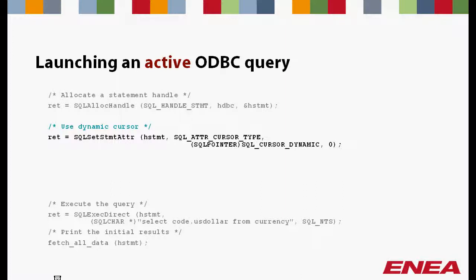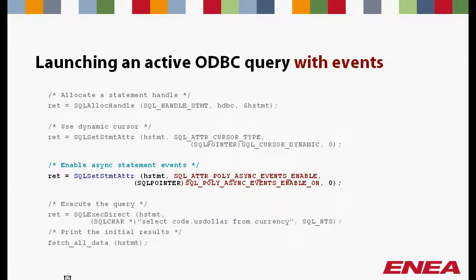The final thing that needs to be done before launching the query is to enable events. And this will allow us to unpick the deltas whenever they are received. Here we're using a standard ODBC function, SQLSetStmtAttr, but we're using a Polyhedra specific attribute for this statement handle, and what we're doing is enabling events on the statement.